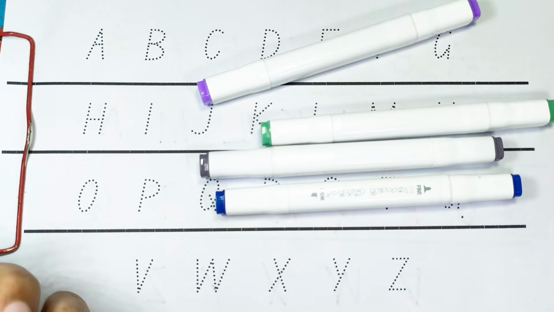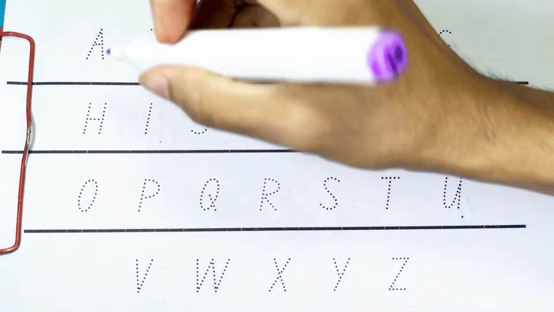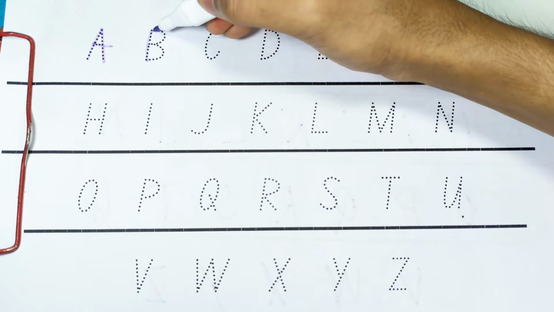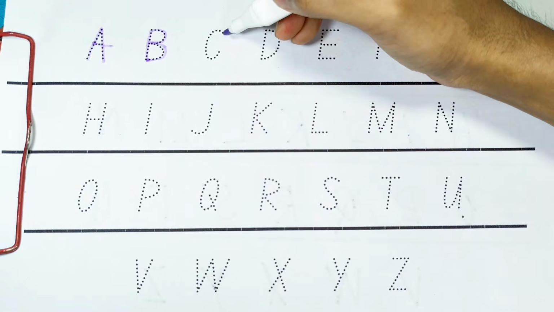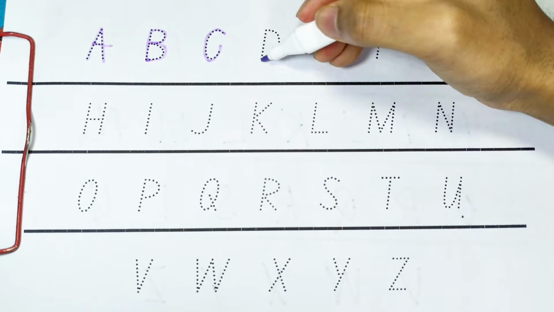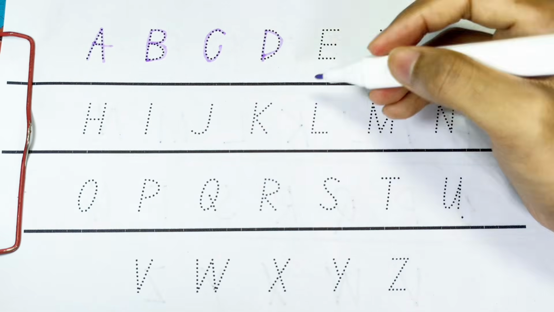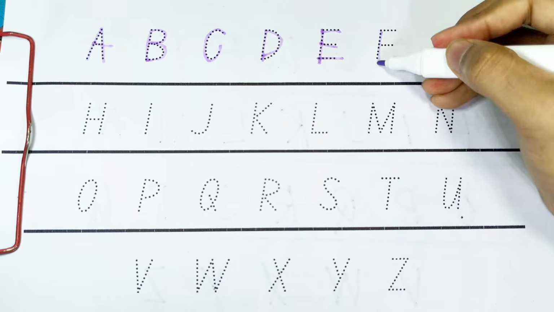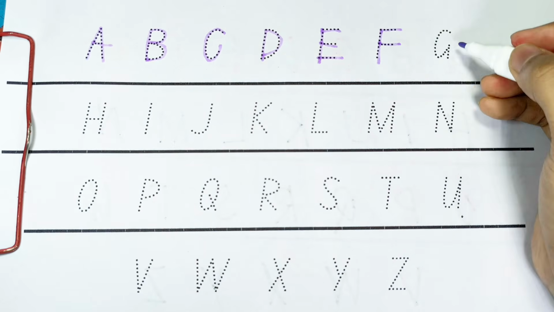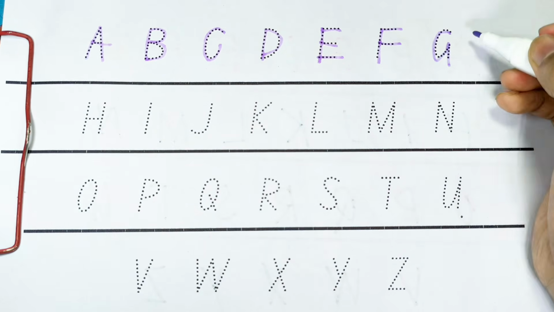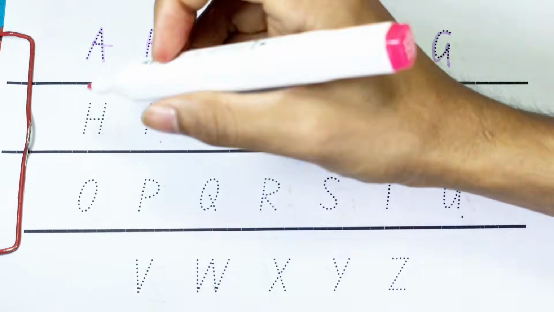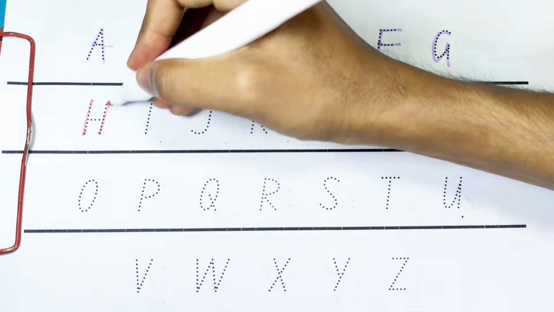Stay with us. Lavender color, and writing the alphabet of A. The next one is B, C. Now we draw the alphabet of D, and the next one is E. Exactly. F. F for fish, F for fan. G for gorilla.